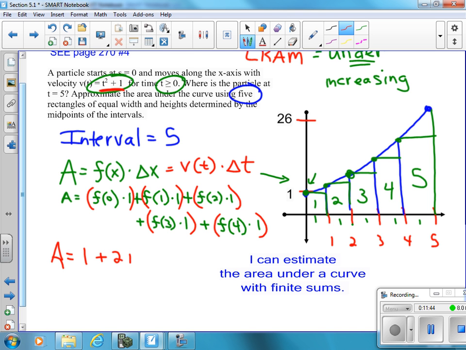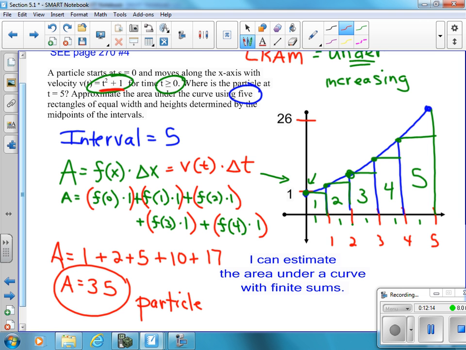So 2 times 1. The function at 2 is 4 plus 1. That's 5 times 1. The function at 3 is 9 plus 1. And the function at 4 is 16 plus 1, or 17. These 5 areas added together give you 35. This is the particle's position at t equals 5. Okay, that gives the area under the curve.